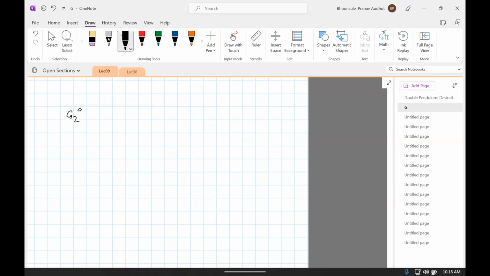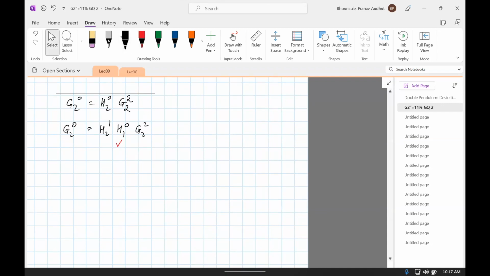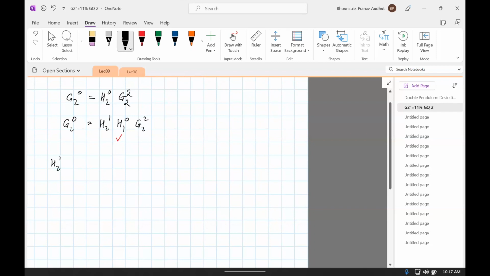So G2 in frame 0 is H2 in frame 0 times G2 in frame 2. Now H2 0 is H2 1 times H1 0, and then G2 2. So we have already computed H1 0 in the previous page. H2 1 is R2 1, O2 1, 0 1.